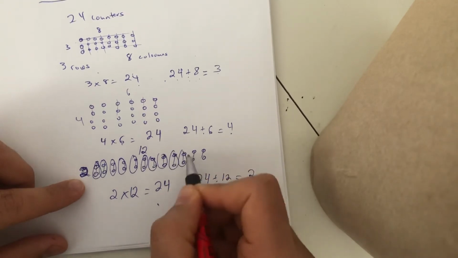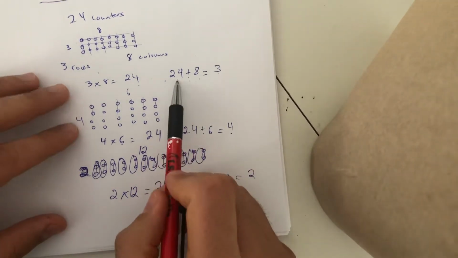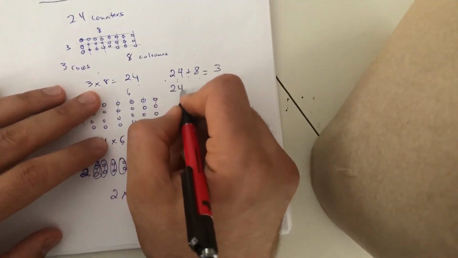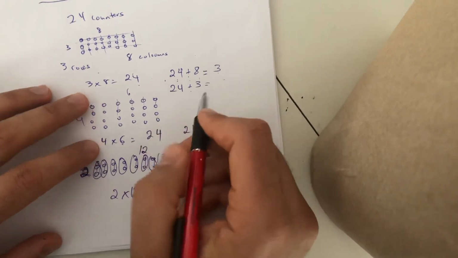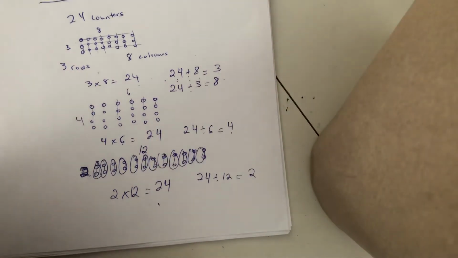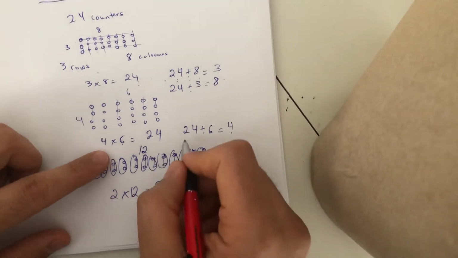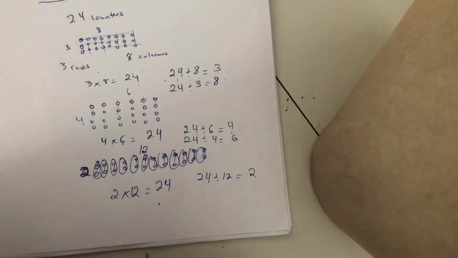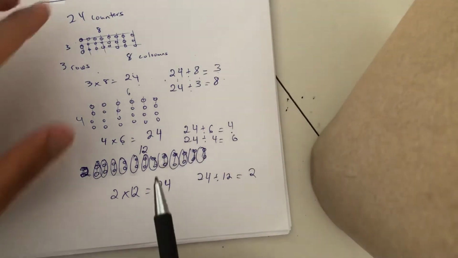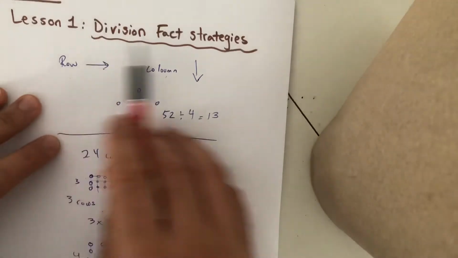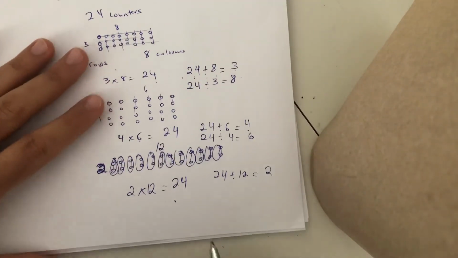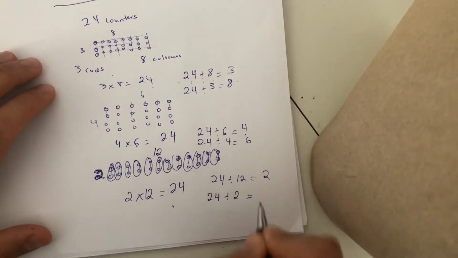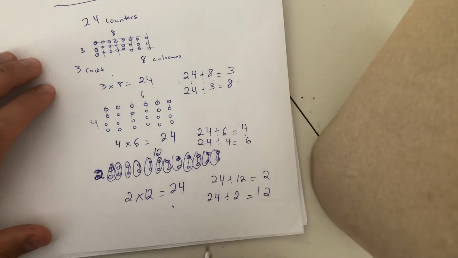I could do it in a different way as well. So instead of saying 24 divided by 8 equals 3, I could say 24 divided by 3 equals 8. And also for this one over here, again, I could say 24 divided by 4 equals 6. Everything that I'm doing right now are called division facts. That's what our lesson is about, division facts. These are all facts that we're working on. For this one right here, we could do 24 divided by 2 equals 12.